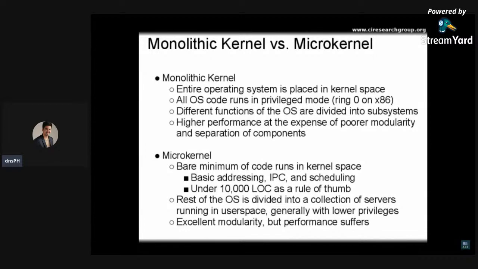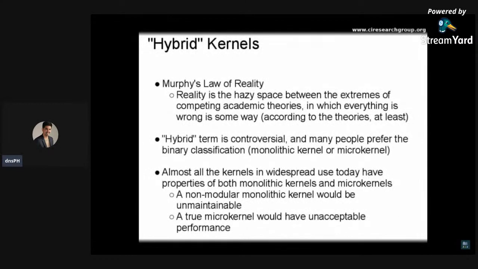Microkernel-based operating systems tend to be quite modular because they divide the operating system functions between the kernel and a set of servers run in user space. However, because many of the core functions of the operating system are performed by user space components, which have to communicate with each other via the kernel, performance does suffer. Thus, most kernels that are in use today are a hybrid of these two designs.